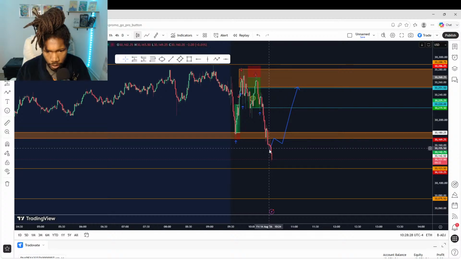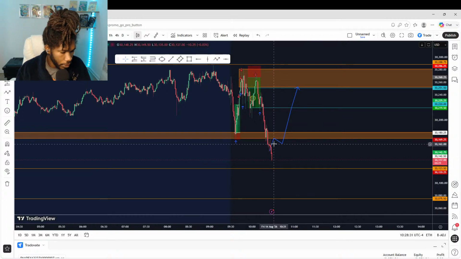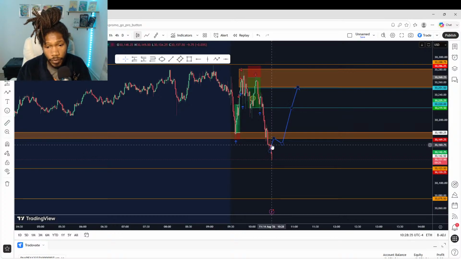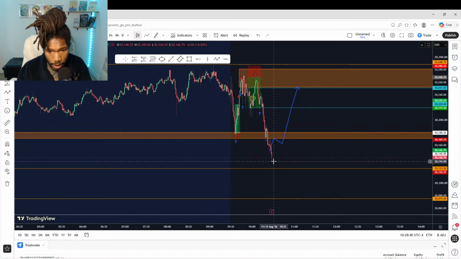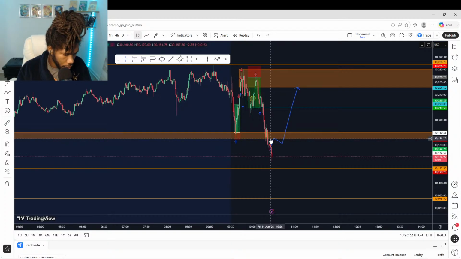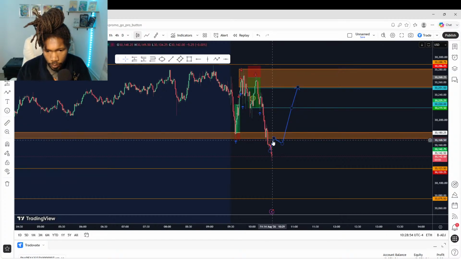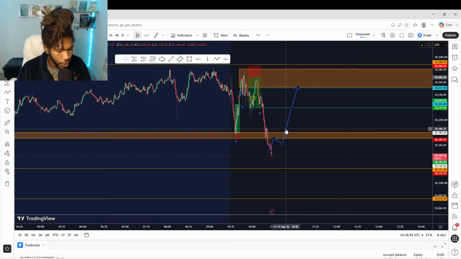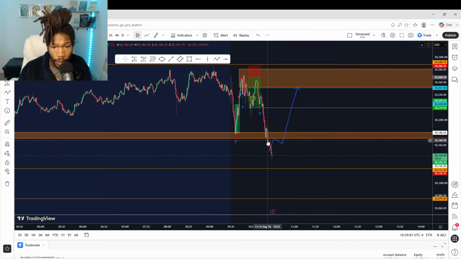We didn't get that close, see? If we would have been a little greedy and not patient, we'd have definitely entered right here and then got wicked out and taken out. Stops would have been hit almost immediately. So we needed that close and a retrace, but we didn't even get a full touch of the low of this order block. So we needed a close and a touch of this order block, a retracement, and then a push up. All right, so that's it.